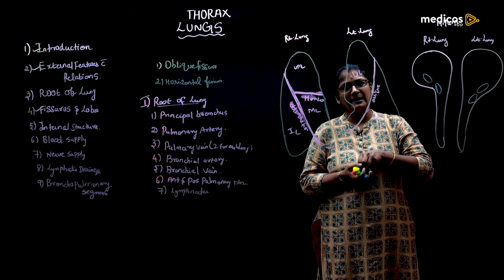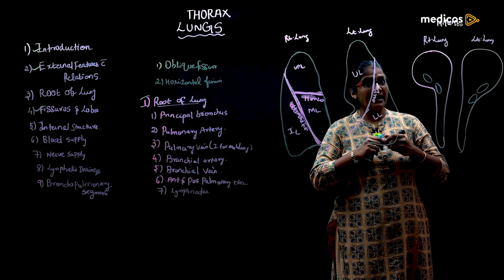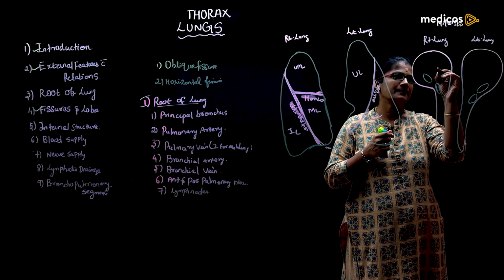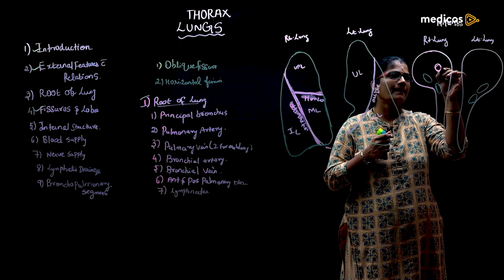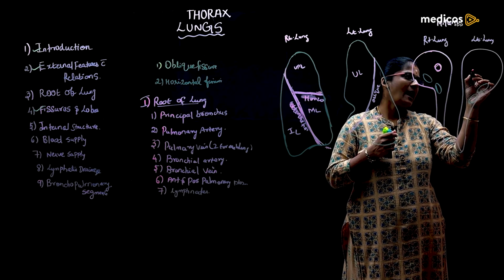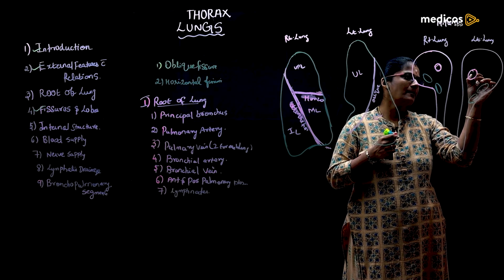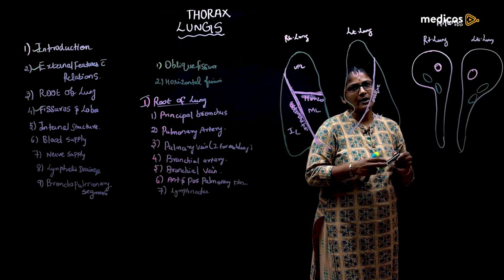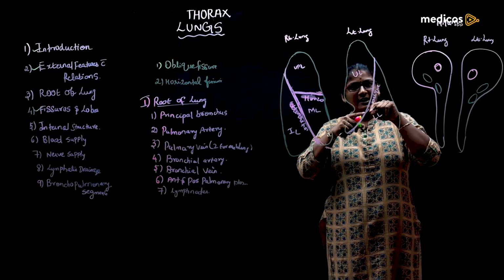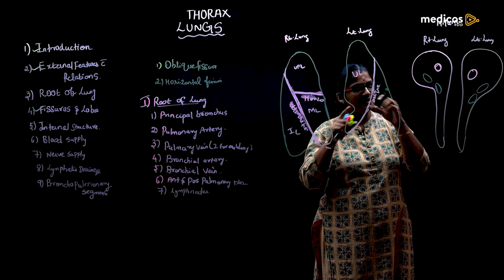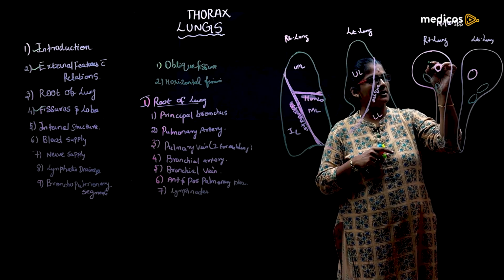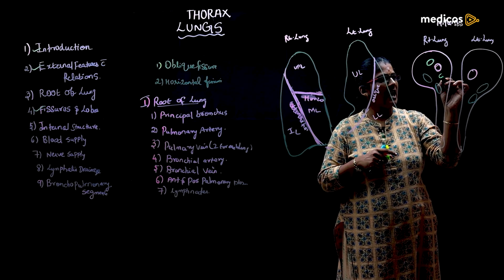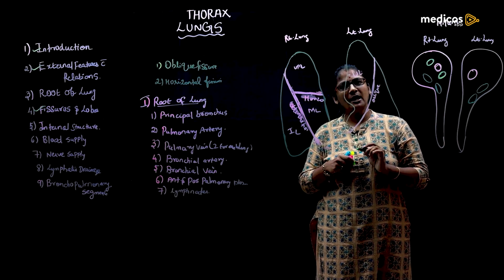Then we have one pulmonary artery, right? And we have one principal bronchus, right? So now I will draw the pulmonary artery. This is the pulmonary artery, and here also there will be the pulmonary artery. Now, there will be the bronchus. In the right lung, we have the principal bronchus, which divides into the eparterial and the hypoarterial bronchus. The eparterial bronchus will be above the pulmonary artery and the hypoarterial bronchus will be below the pulmonary artery.